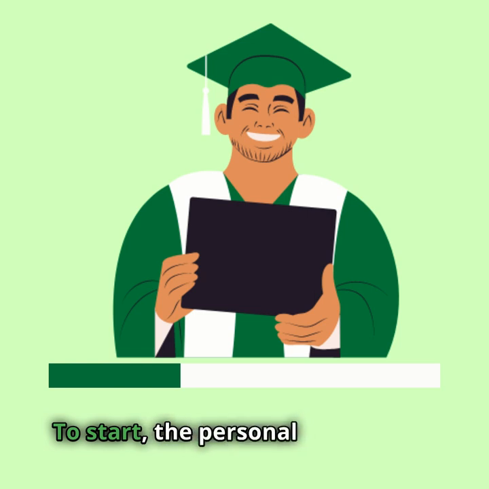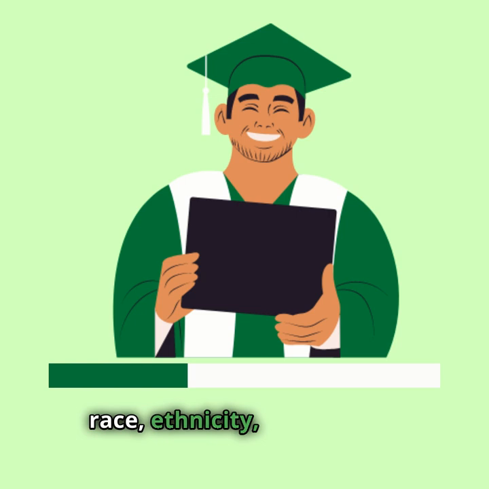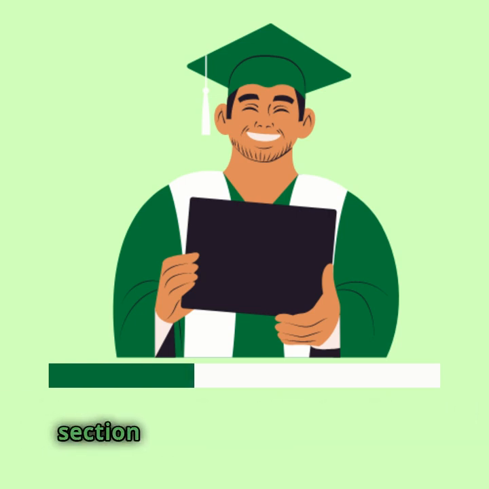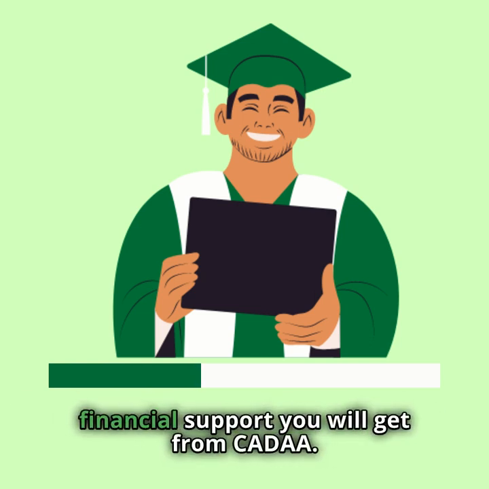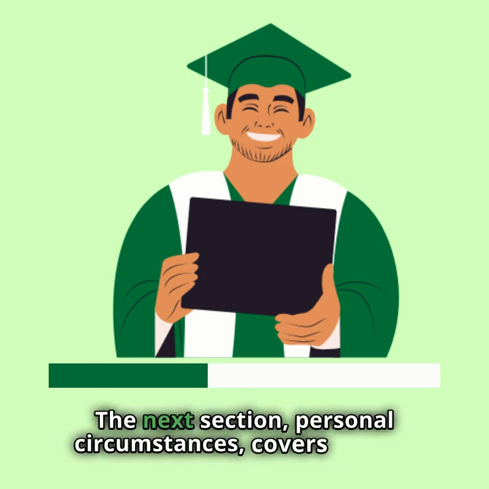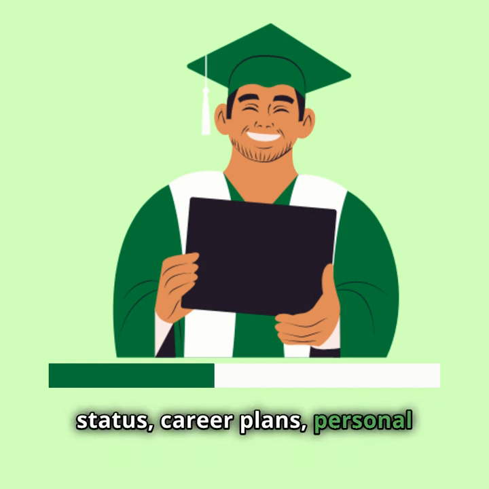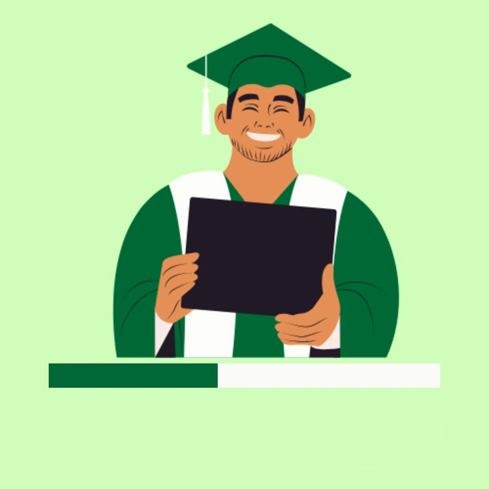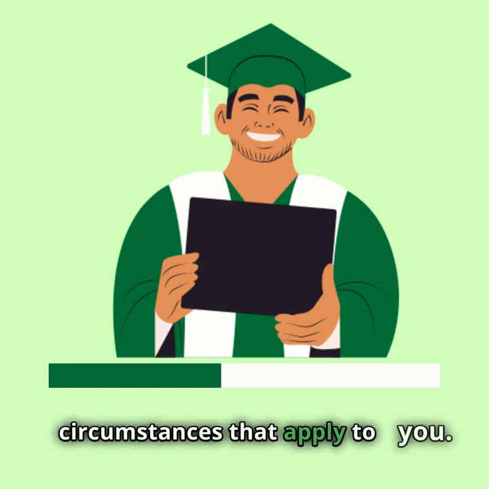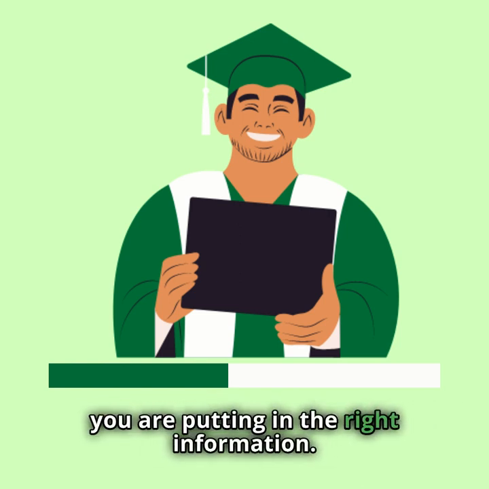To start, the personal identifier section asks for information like race, ethnicity, gender, and language. The answers that you input for this section will in no way impact the financial support you will get from CADAA. The next section, personal circumstances, covers marital status, career plans, and unusual circumstances that apply to you. Read everything carefully so you are sure you are putting in the right information.